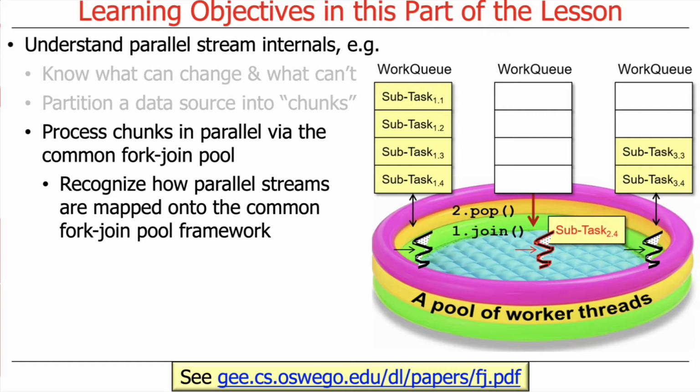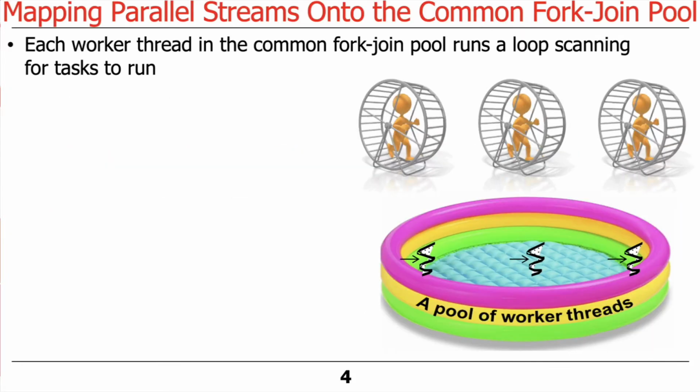So we're going to talk about how parallel streams and that abstraction maps onto the common fork-join pool. And we're actually going to take a look at some of the source code from the streams framework, and I will explain to you the relevant parts of it.